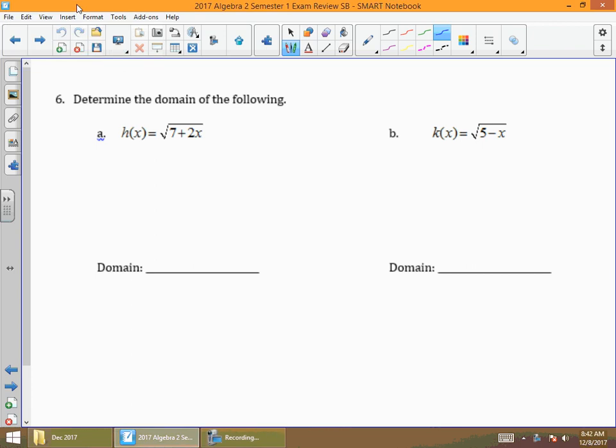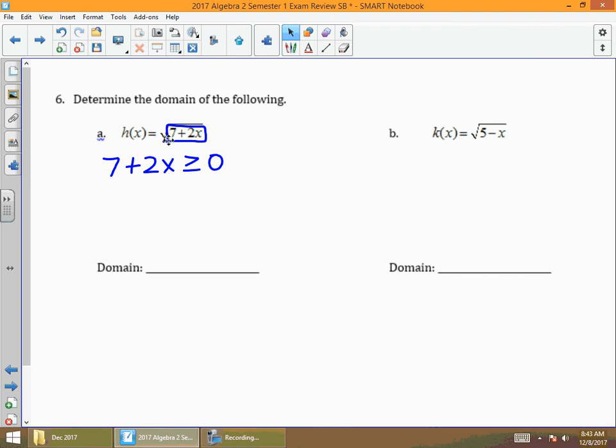All right, we're going to take a look at number 6 from Unit 2 on the Algebra 2 review, where you have to find the domain of a function. So anytime you have a square root function, you have to make sure that whatever's underneath the radical is a positive number or 0. So that just means you take what's under there, set it greater than or equal to 0, and solve for x.